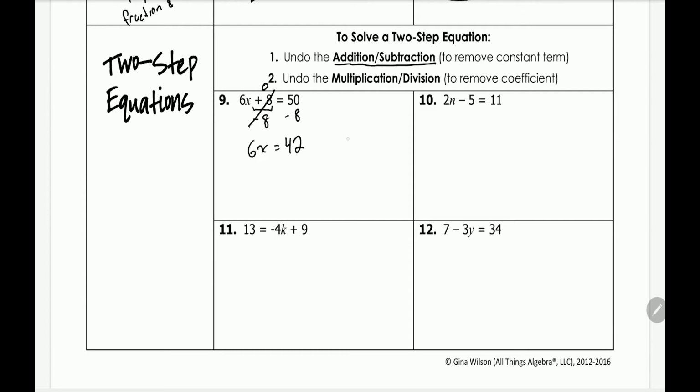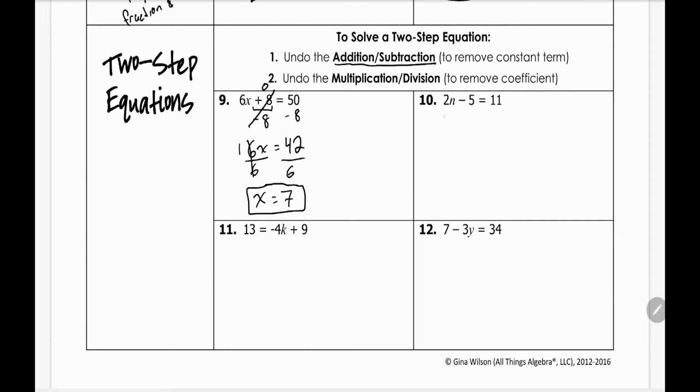So we have to undo the multiplication or division, or we remove this coefficient. So how can we remove this 6x? Well, since it's being multiplied, we can divide by 6. This goes to 1. We also have to divide by 6 on this side. So we have x is equal to 42 divided by 6 is 7. A little bit more work, but the same difficulty. So x is equal to 7 is our final answer for number 9.